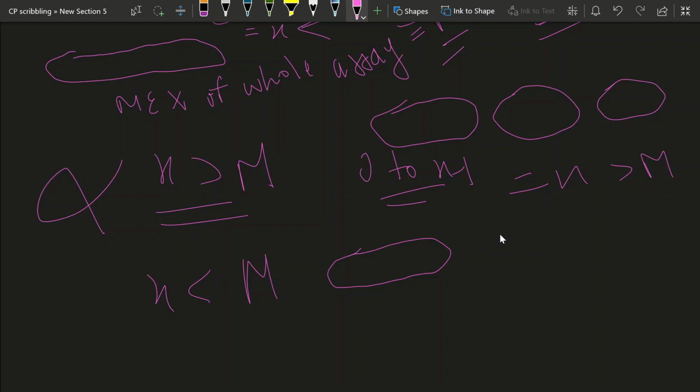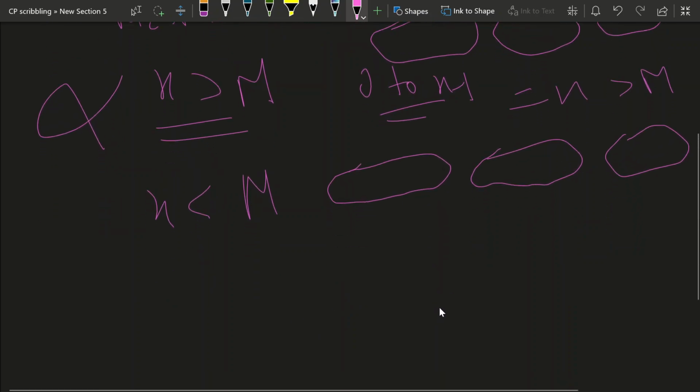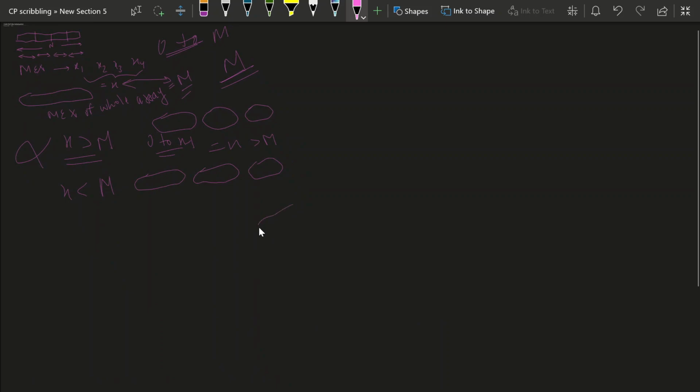Like, you divide your array again into segments, and you want the max of all of them to be less than m, right? So if x is less than m, then you know that for all of these segments, let's consider these segments like this. This is one segment, this is one segment, this is one segment, and this is one segment.